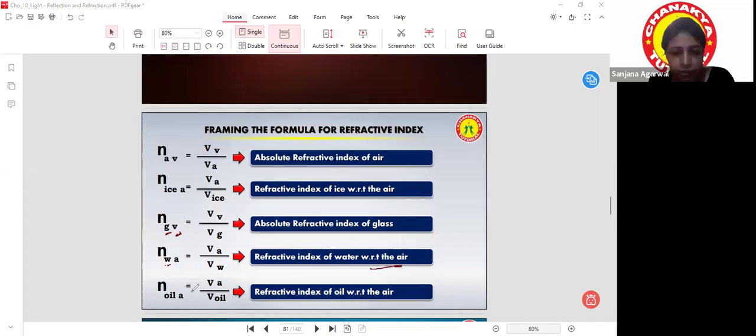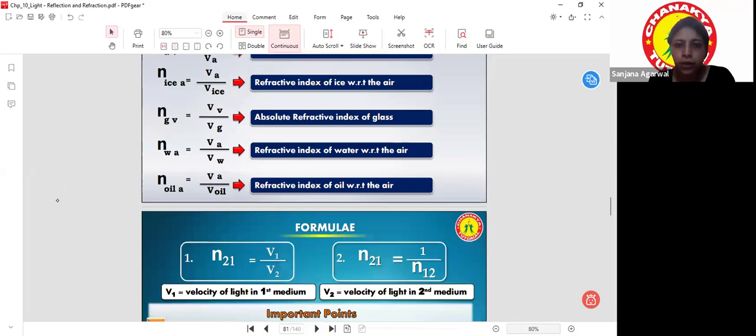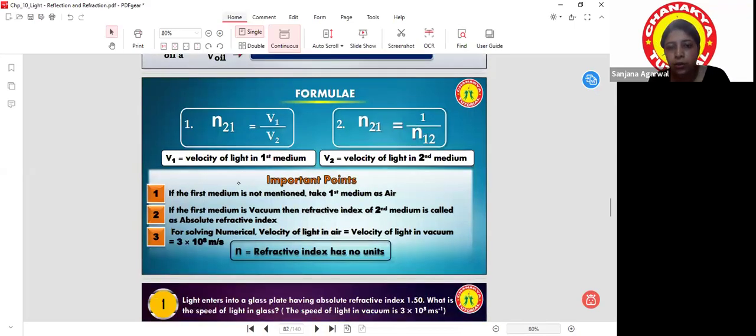Again, this is the absolute refractive index of water. Whenever you compare the refractive index of anything with air, or the light is entering any medium through air, that means you are getting the absolute refractive index of the other medium other than air. Similarly, the refractive index of oil with respect to air. These are the formulas we have just seen. So have a glance. You can pause the video and note these important points to help you solve numericals in the exam. If the first medium is not mentioned, take the first medium as air, it is understood.